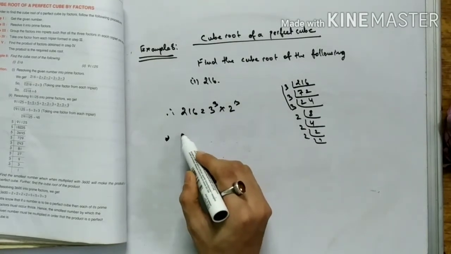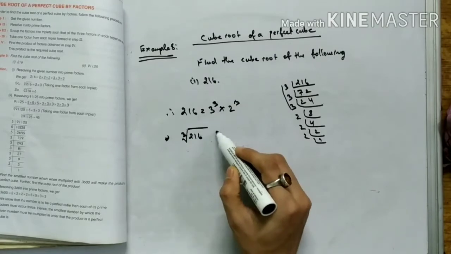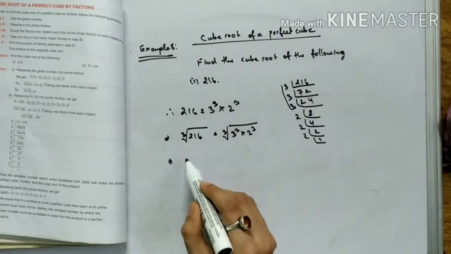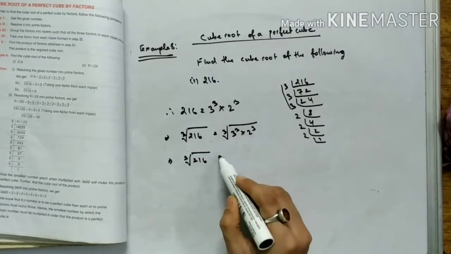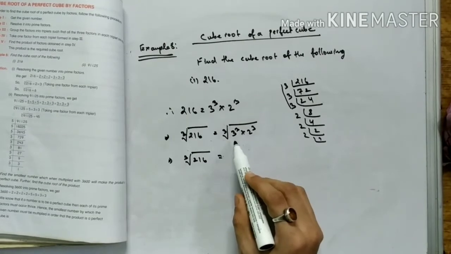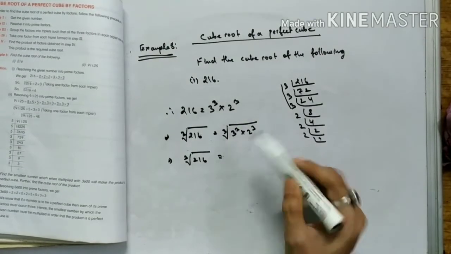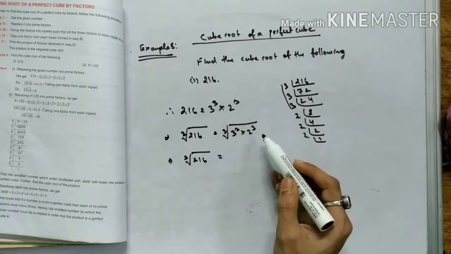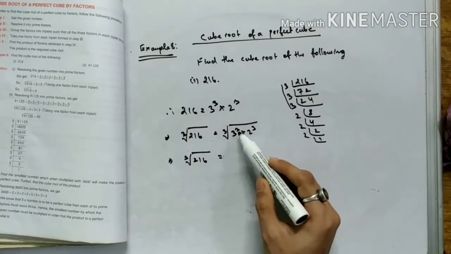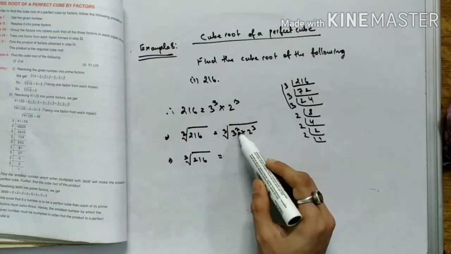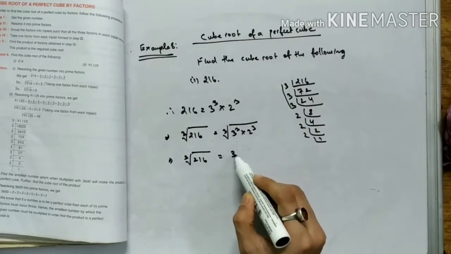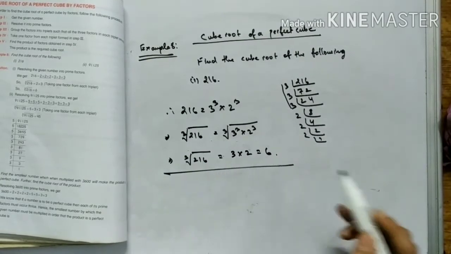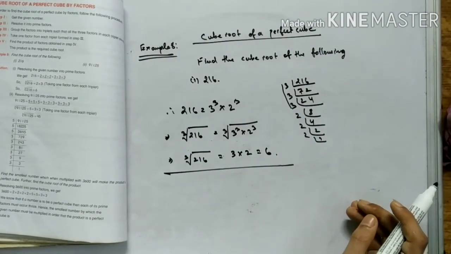You understand? So therefore I will take cube root on both sides. Cube root of 216 will be cube root of 3 cube into 2 cube. Understand? So therefore cube root of 216, here again you see cube and cube root will cancel out. Similarly, as in square root we have learned that square and square root cancel out, like that cube and cube root will cancel out. So ultimately I will get 3 into 2, which is equal to 6. So cube root of 216 is equal to how much? It is equal to 6.